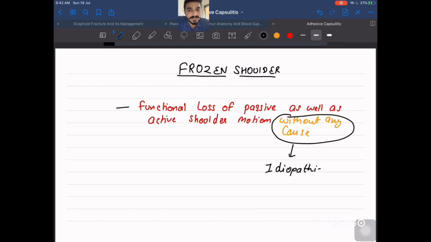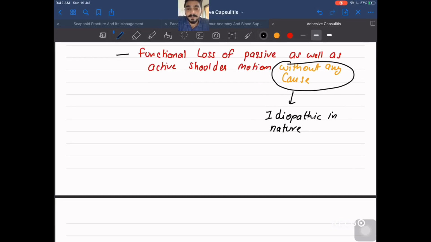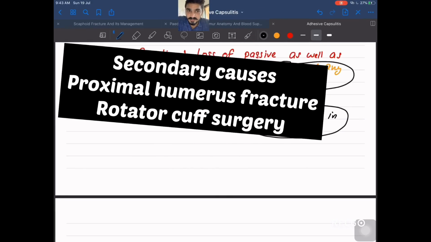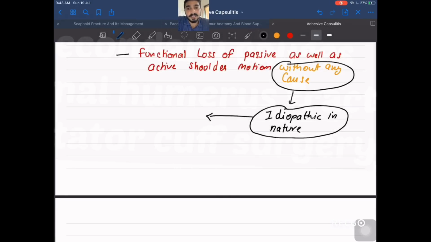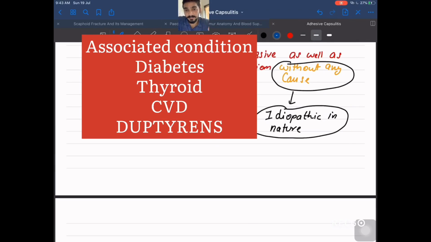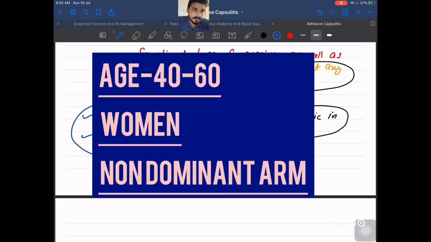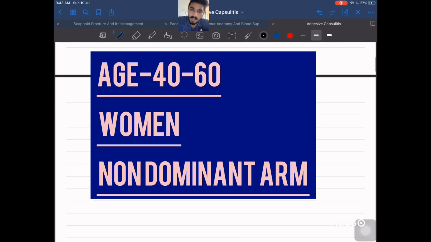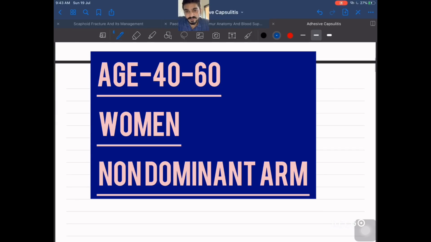But we do know the secondary cause of the frozen shoulder and its associated conditions, like it occurs after trauma, proximal humerus fracture, after surgery, like rotator cuff repair. The associated conditions include diabetes, thyroid disorder, cardiovascular diseases, and Dupuytren's contracture. These are the diseases. It occurs in the age group of 40 to 60, and it is common in women. And it is mostly the non-dominant arm which is involved in case of frozen shoulder.